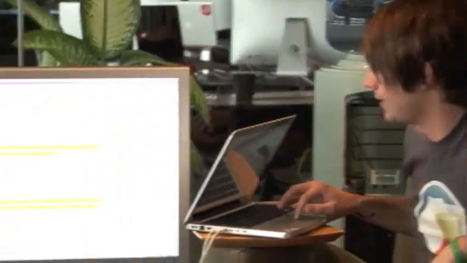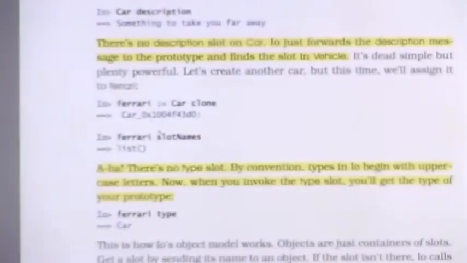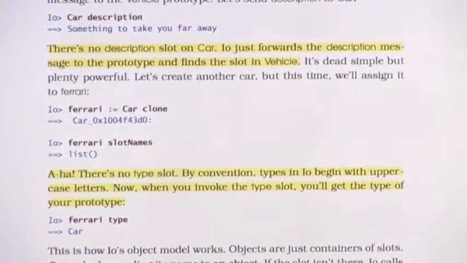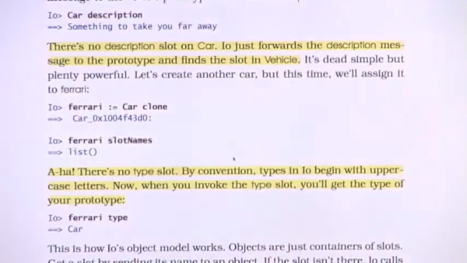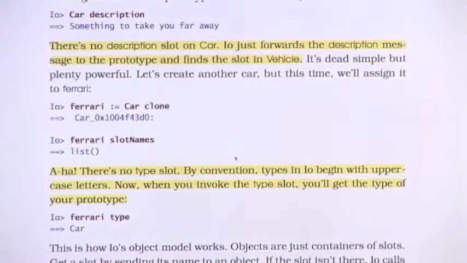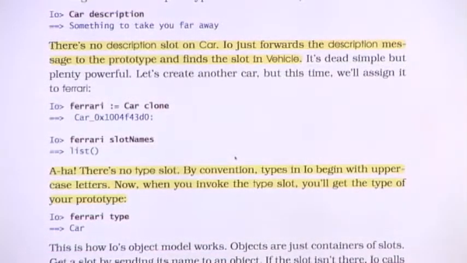Now, we are going to create a more instancy sort of object, which is our Ferrari. Note the lowercase f there, which is a clone of car. Now, if we do a list of the slot names for Ferrari, we are missing our ubiquitous type slot. Aha! So, types in Io will by convention begin with uppercase letters, and if you invoke a type slot on something that is itself not a type, you will get its prototype's type, which in this case would be car, if we invoke it on our Ferrari object.